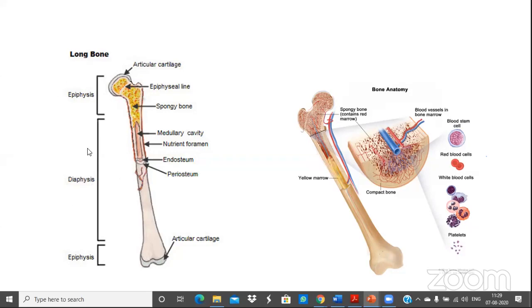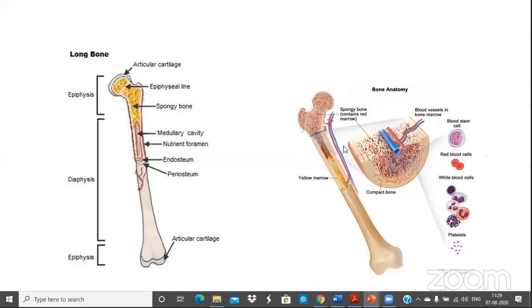The middle portion is called the diaphysis. The two edge portions are called the epiphysis. Here, this is the cartilage, which I told you about just now as having a connecting function. The cartilage, and the bone inside the epiphysis has this spongy bone. Inside the bone we find marrow, the bone marrow.